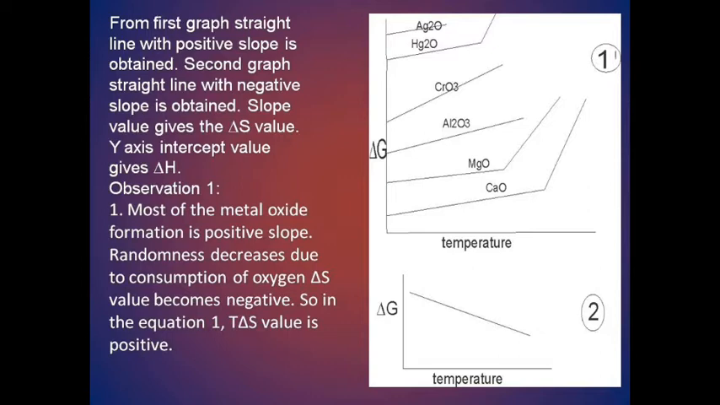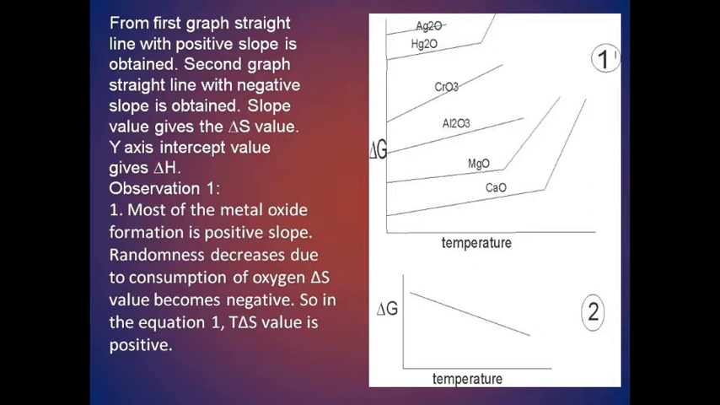We are going to get two types of slope. One is a positive slope, another one is a negative slope. Positive slope means whenever the temperature increases, the delta G value also increases. So I split the graph into two. Graph 1 indicates a straight line with a positive slope. In the second graph, I indicated a straight line with a negative slope. So the first observation: the delta S value is given by the slope, and the y axis intercept we get is the delta H value.